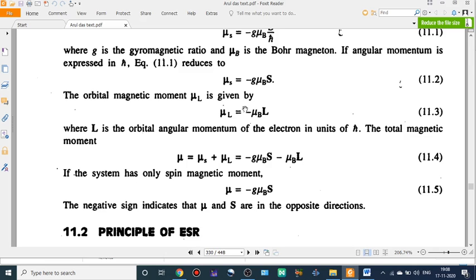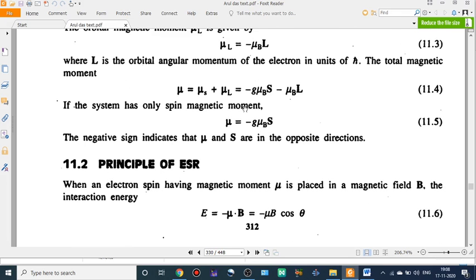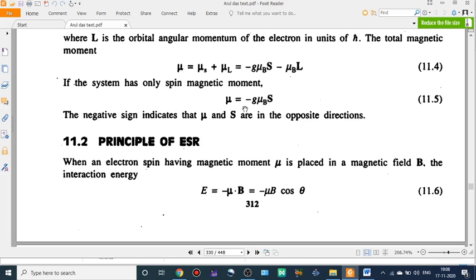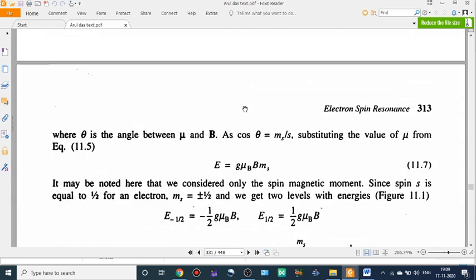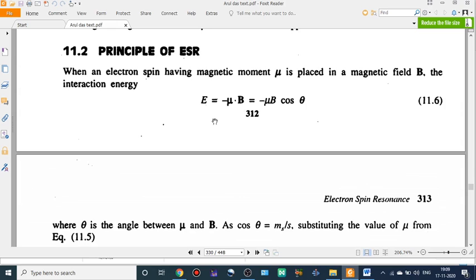Now what happens when we place an electron, having the magnetic moment mu, in the magnetic field B? There should be an interaction energy between the electron spin and the magnetic field. In NMR spectroscopy we treat the nucleus, but in electron spectroscopy we treat the electron, and all the theories are almost the same. So E is equal to minus mu dot B, that is minus mu B cos theta.